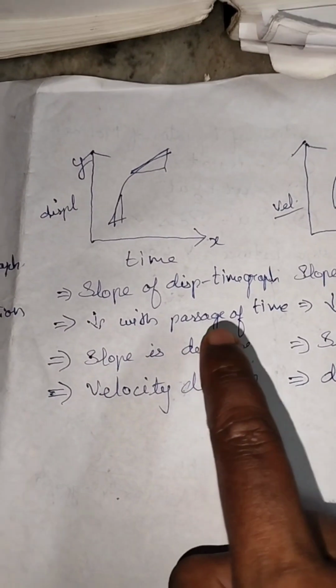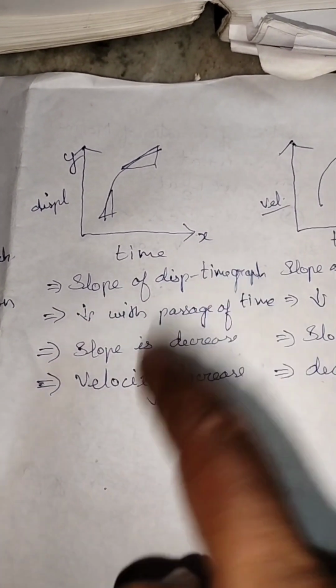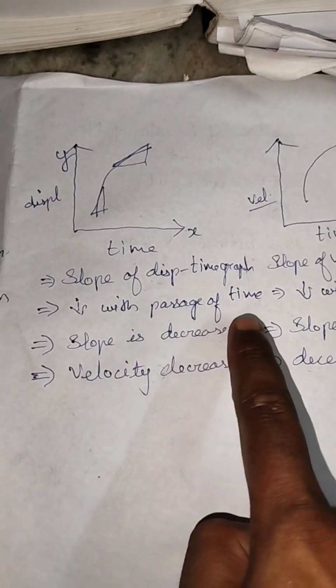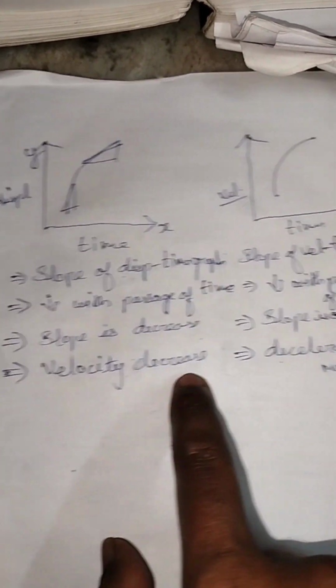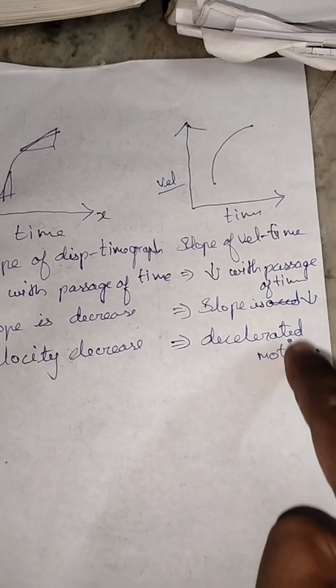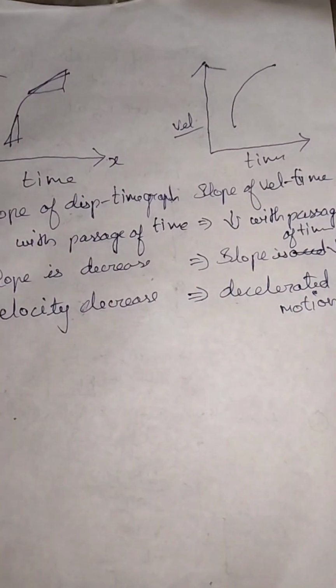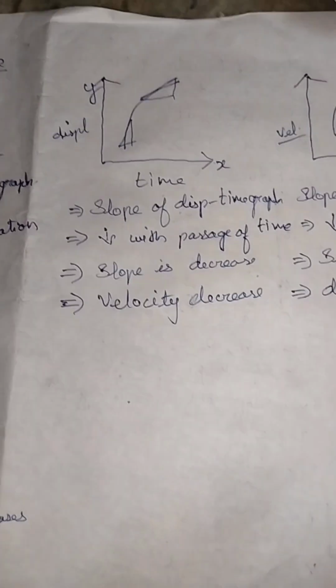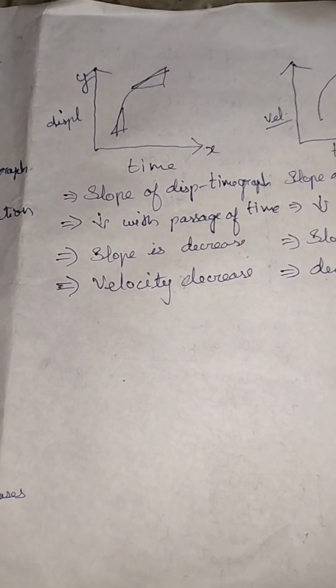In the same manner, the slope of a displacement time graph decreases with the passage of time, so velocity decreases. Obviously in the velocity time graph, it is a decelerated motion. It decreases with the passage of time. I hope you will be very clear about the graphical section of the class.